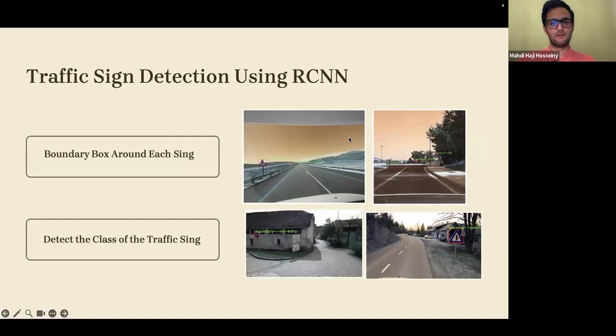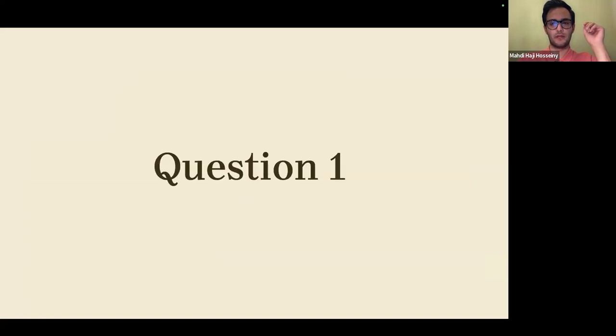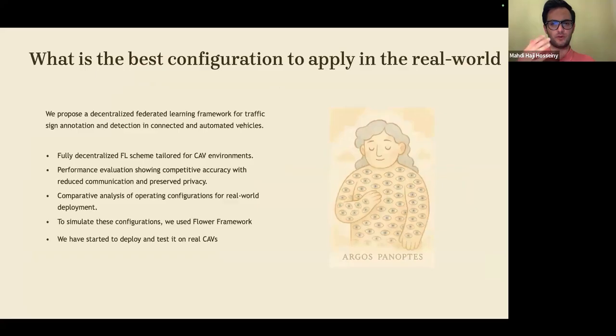To solve the first problem, we can use an R-CNN, a region-based convolutional neural network, which will first draw a bounding box around each sign and then detect the class of the traffic sign, so you can see what the traffic sign is exactly and where it is exactly. It will help the connected and automated vehicle. Another thing that I want to go through is what the best configuration is.